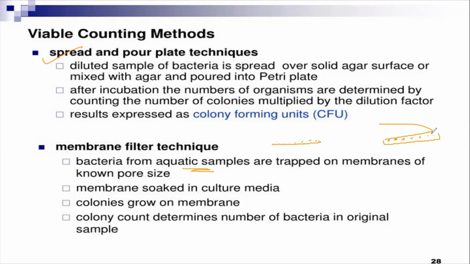So there will be all kinds of bacteria, some actinomycetes too, or it can be anything. Fungus can also be there, you never know. So colony count determines the number of bacteria in the original sample. So you get all this, and it is very difficult to count. So what you're going to do, you're going to dilute it again, so that the colonies are not overlapping with each other. Okay.